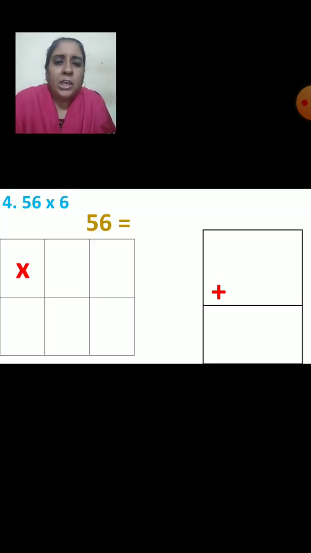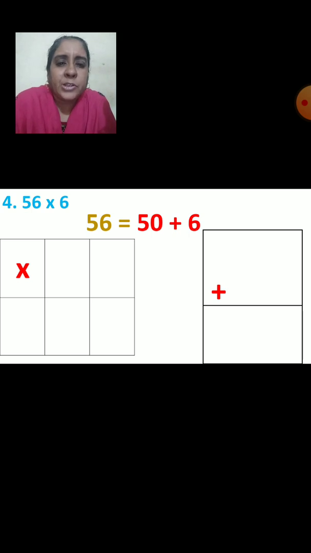Now we will see fourth question. What is the question? 56 multiply by 6. Now here again 6 is in units place and 5 is in tens place. So how you will write the breakup of 56? 50 plus 6. Now down you will draw the column. Okay. You will put multiplication sign and then the breakup of this number you have to write in one column.